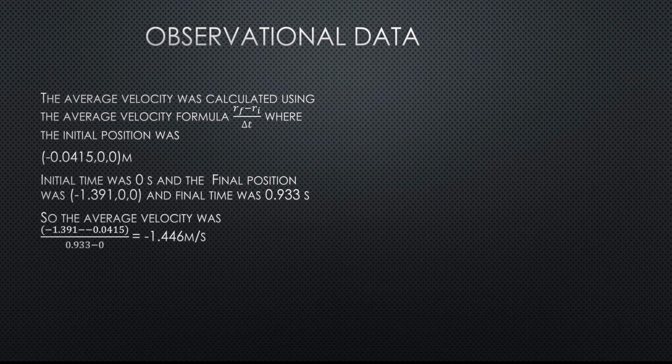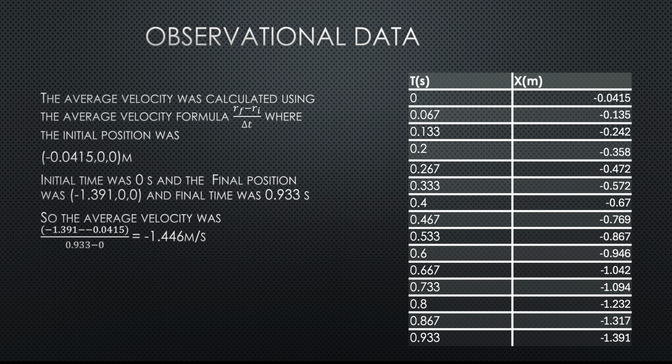So the average velocity for this was calculated using the average velocity formula that I showed earlier, which was final position minus initial position all divided by change in time, where the initial position was negative 0.0415, 0, 0. The initial time was 0 seconds, and the final position was negative 1.391 in the x direction, and the final time was 0.933 seconds. So the average velocity after calculating it was negative 1.446 meters per second. Here's the table that I used to calculate the average velocity.